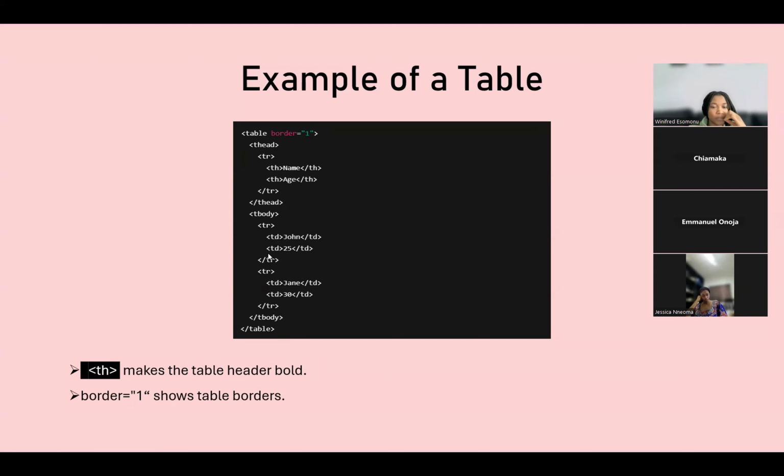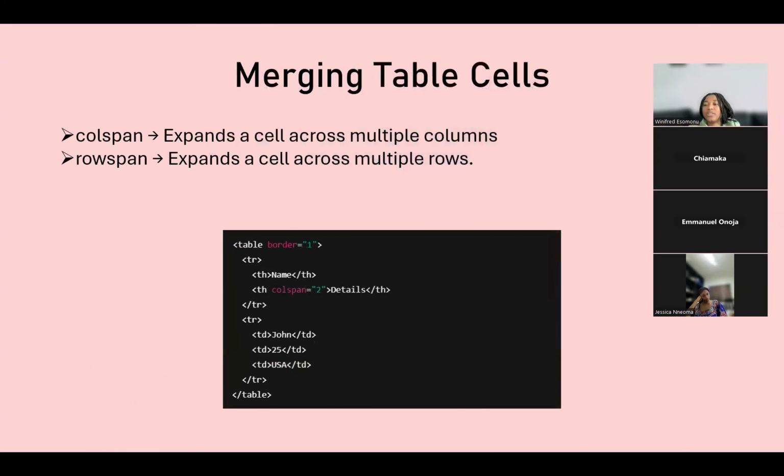but you'll see it soon in action. And then we have merging tables and table cells together. You use col span and row span for this one. And this col span will expand a cell across multiple columns. So if you say col span of 2, it will make a cell take 2 columns. And again, we'll see how this works. Same thing with rows. You expand a cell across multiple rows.